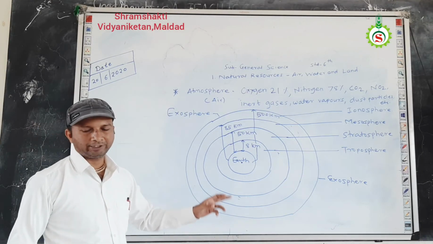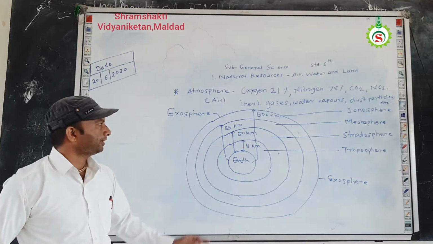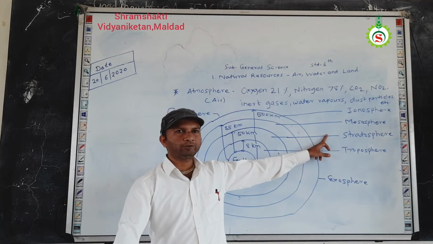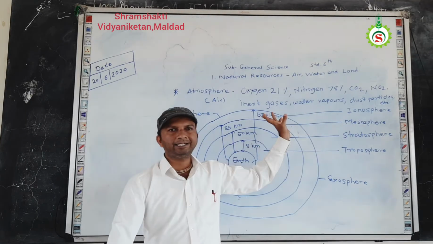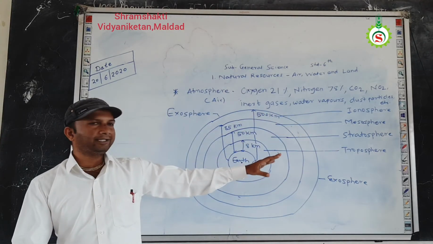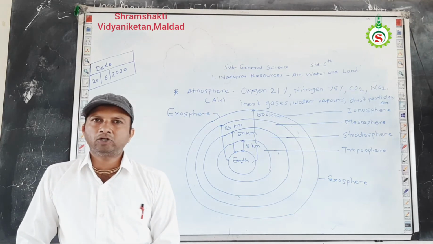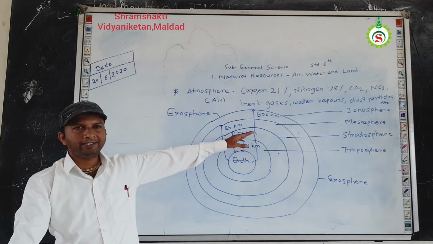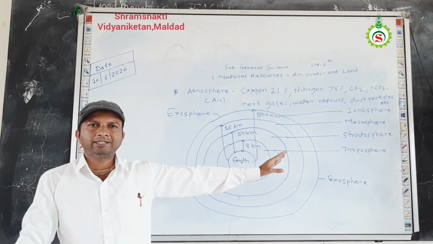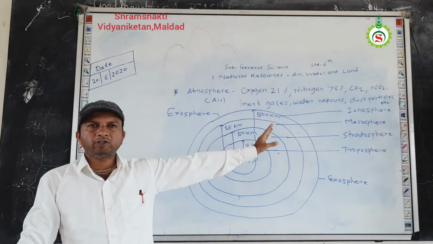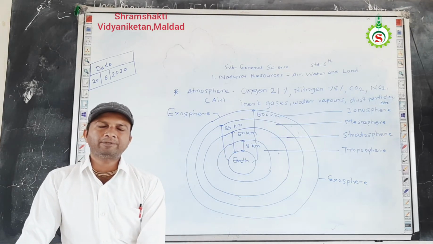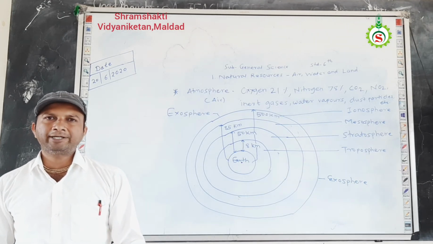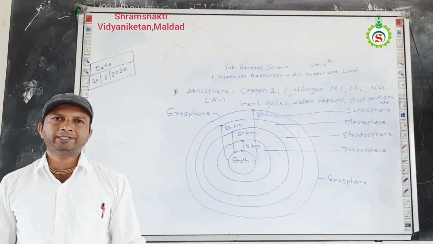So this is the answer of that question: what are the 5 layers of atmosphere? First one is troposphere. After that stratosphere, then mesosphere, then ionosphere, and lastly exosphere. Troposphere is present up to how many kilometers? 8 kilometers from the Earth's surface. Then stratosphere is present up to 50 kilometers. The third layer is mesosphere, present up to 85 kilometers. The fourth layer is ionosphere, present up to 500 kilometers from the Earth's surface. And after ionosphere there is exosphere.